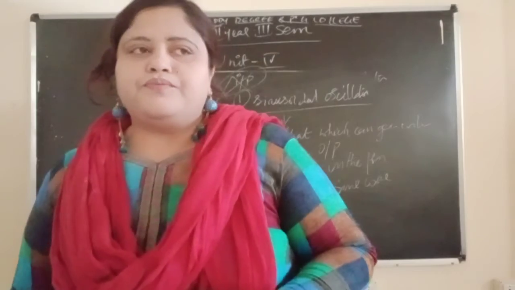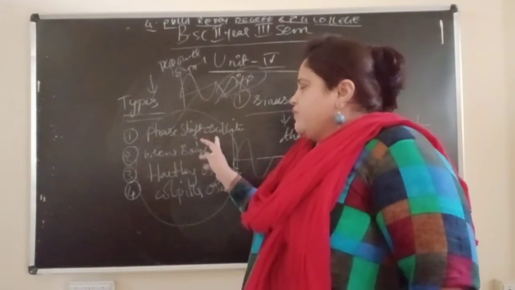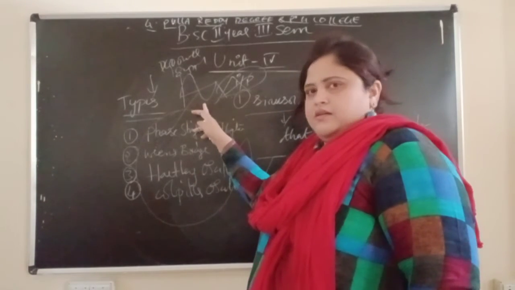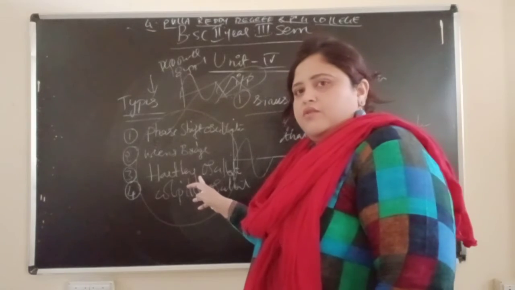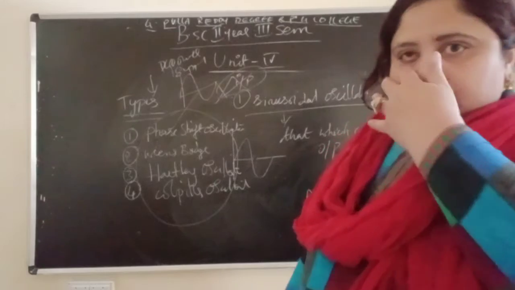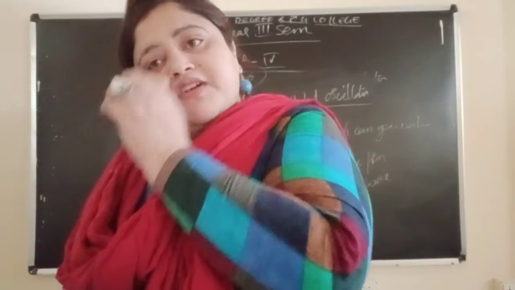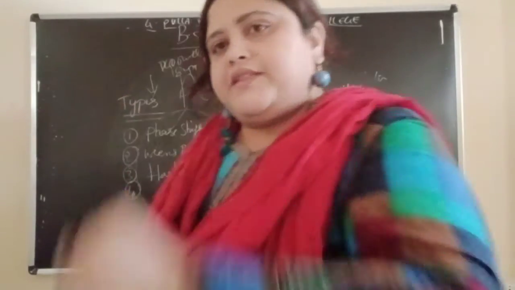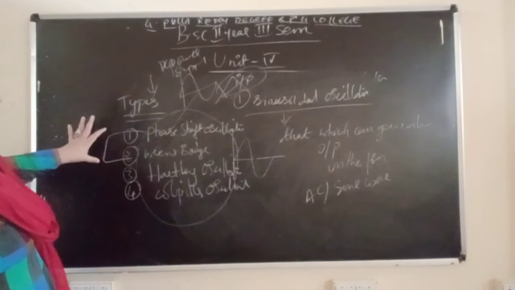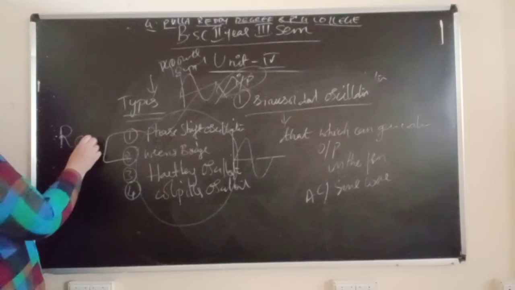Okay, clear? Phase shift can generate the output in the form of sine wave. Wien bridge also will give us sine wave. Hartley also will give us sine wave. Colpitts also will give us sine wave. But with the help of which component will they give us sine wave output? Now we will see. These types of oscillators are known as RC oscillators.